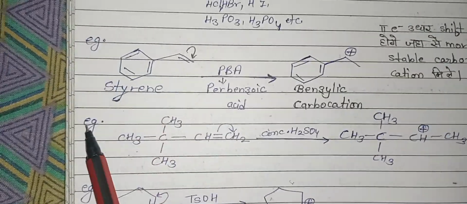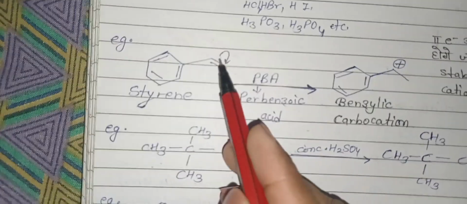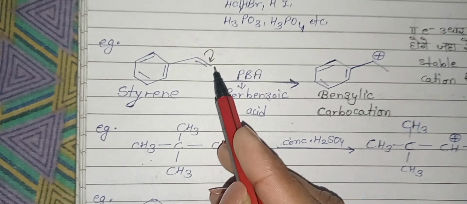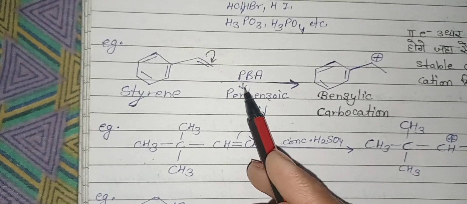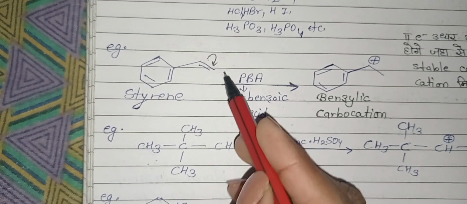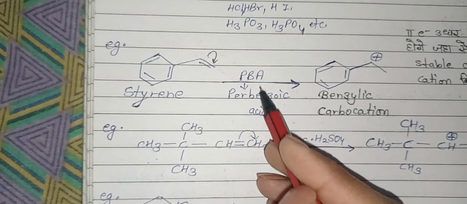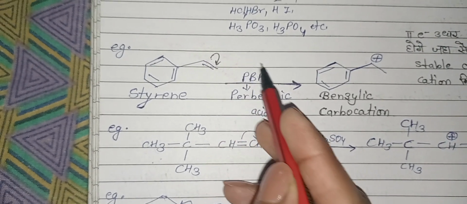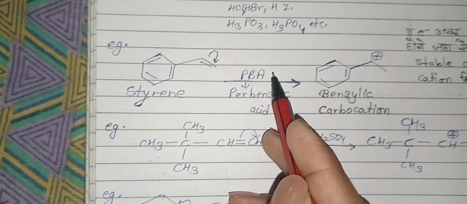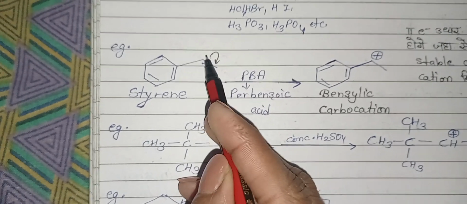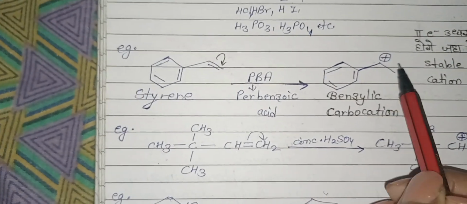Now some examples of this carbocation. We have this double bond, it migrates from here to this carbon, and this is the perbenzoic acid. In the presence of perbenzoic acid, it gives us an H plus ion, and here a negative charge arises. This negative charge takes the H plus from this acid, and a positive charge arises, so we have found the carbocation.